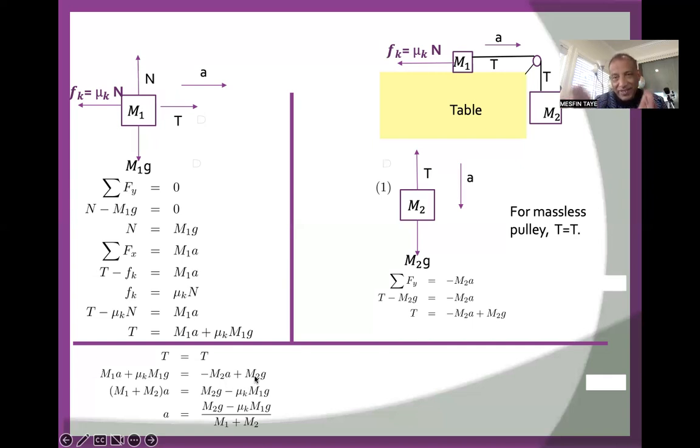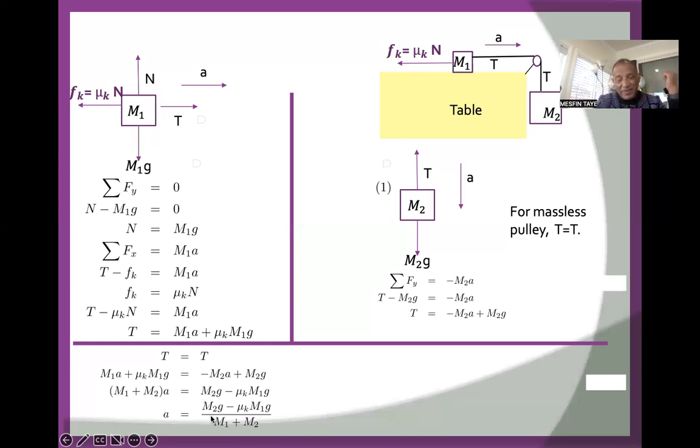Now I collect the same terms. So let me collect the acceleration terms on one side and the gravity terms on the other. When this passes the equality, because it was negative, now it's going to be positive. I take it out. This is positive, it's going to be negative. And then I take the common factor because acceleration is common. So the acceleration is going to be m2g minus mu k m1g over m1 plus m2. You see, now the acceleration is less than before.